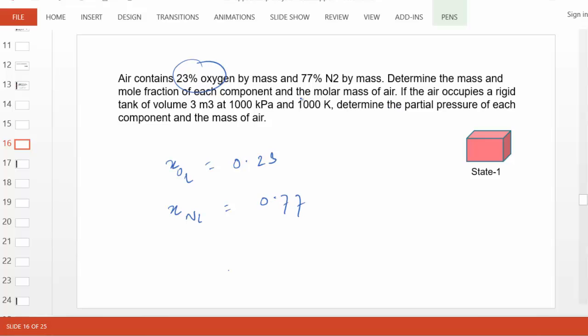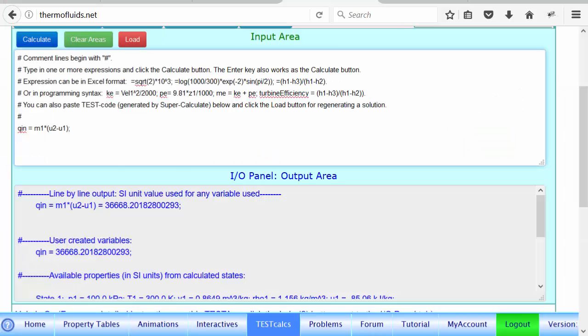We have to find the mole fraction and the molar mass of air, and then let this air occupy a state with 1000 kPa pressure and 1000 Kelvin temperature, and we have to find the partial pressure of each component. So let's use a suitable TEST step for this purpose.